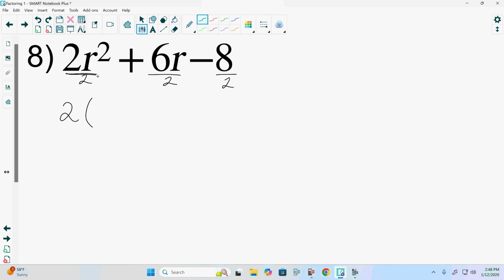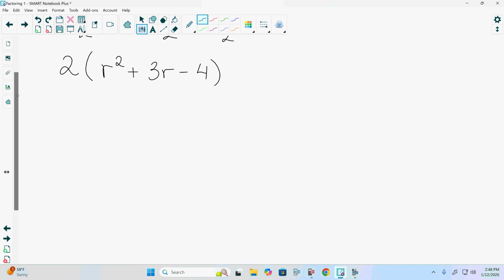Now, when we factor out the 2 from 2r squared, we're left with r squared. We divide the 2 out of 6r. 6 divided by 2 is 3. We still have the r. We still have our minus in front of the 8. 8 divided by 2 is 4. So really, we're just simplifying our numbers.